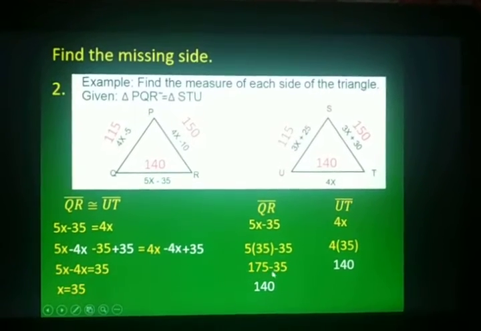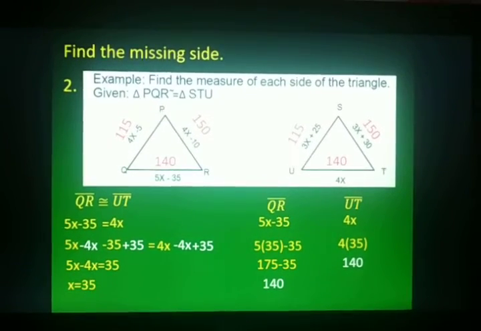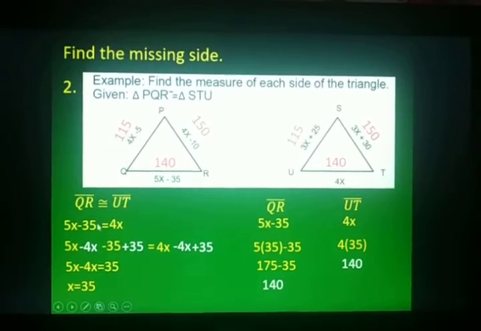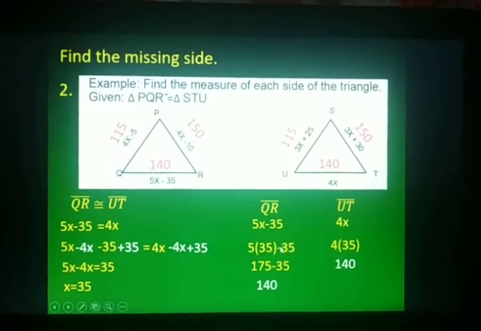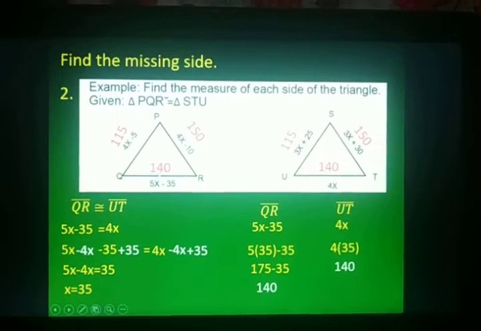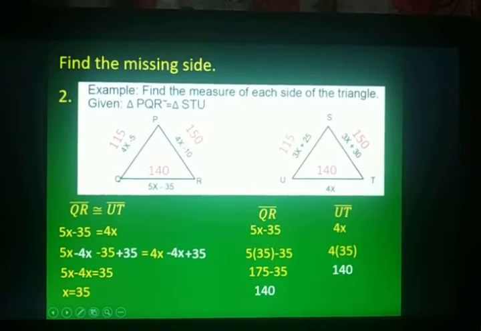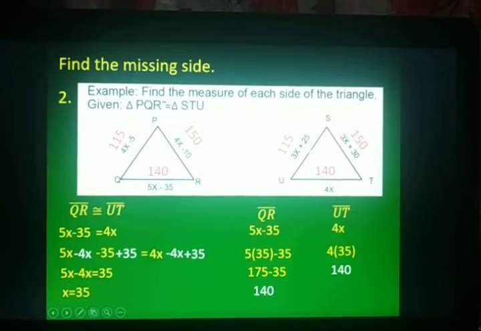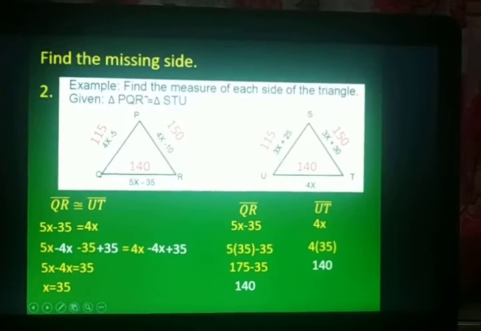See? Solve first the corresponding sides. Then, equate them, make them equal. Solve for x and then substitute. Okay? So, there you go. We can see that 115 has a pair or corresponding side with SU also 115. Again, if they are corresponding, they are equal.